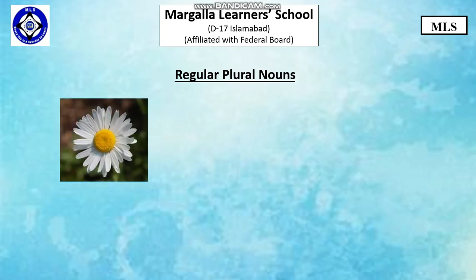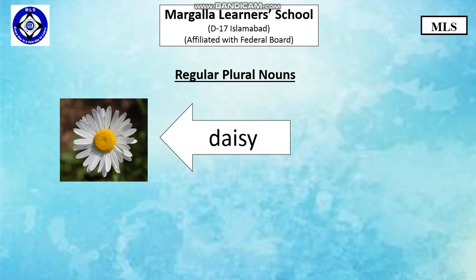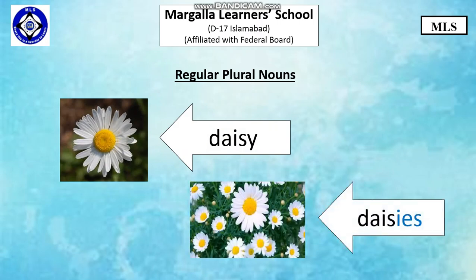The first one is a daisy. And along with daisy, you can see that there are daisies. So, when there is only one, it means that it is a daisy. But when there are more than one of that daisy, it becomes daisies. Can you see the difference? Now say it with me. When there is only one, it is daisy, and when the daisy is more than one, it becomes daisies.